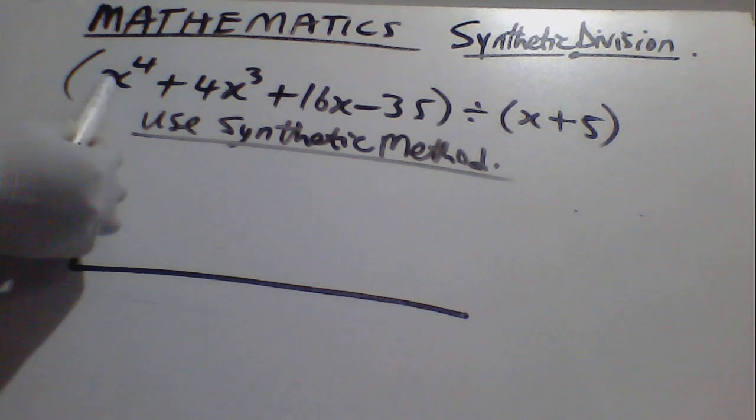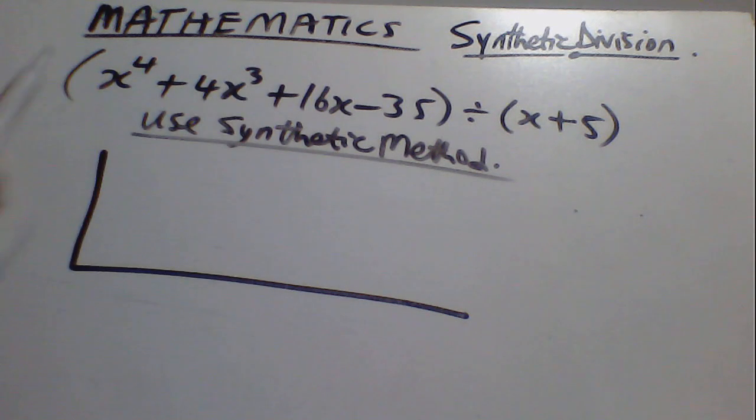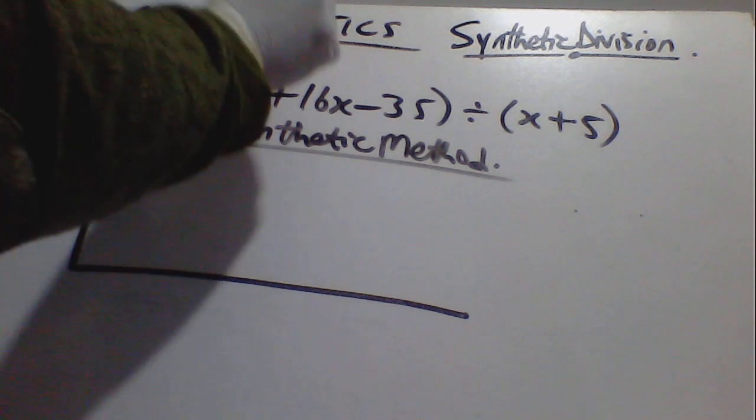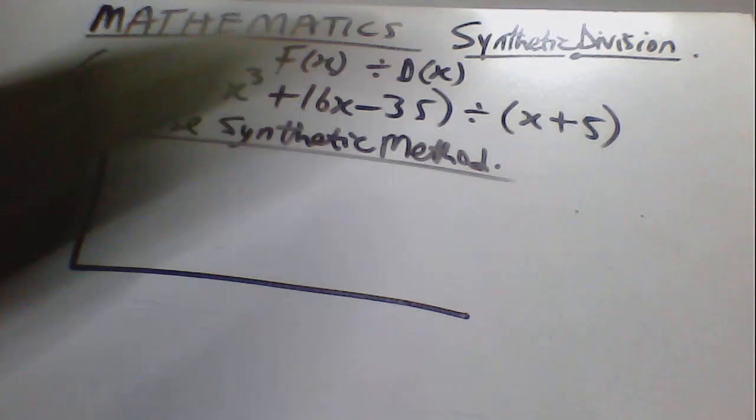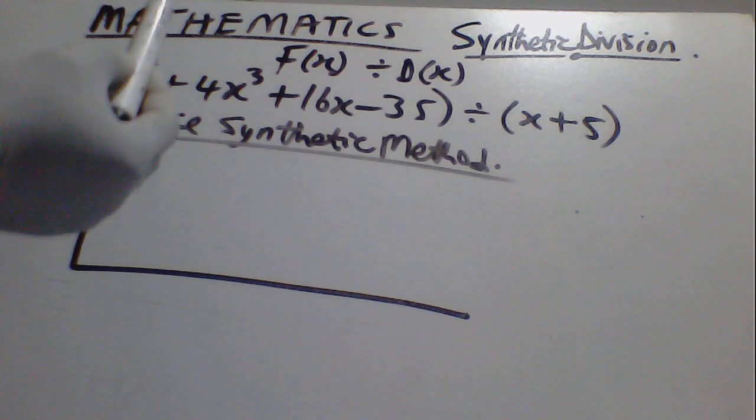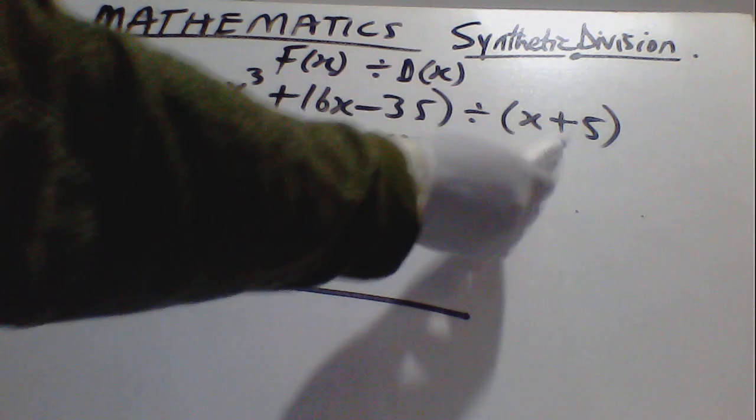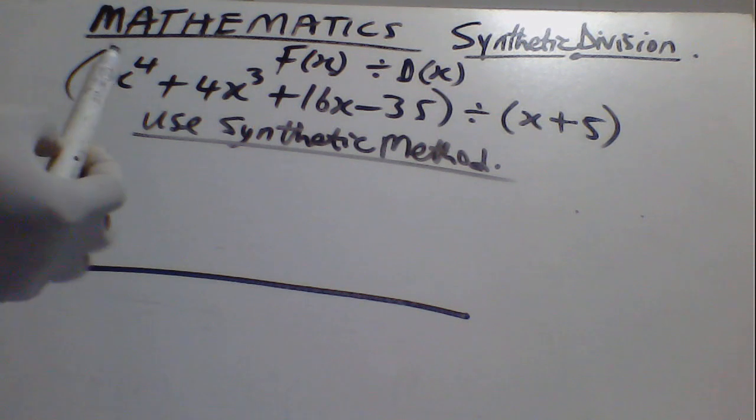So look at the coefficients of the terms that make up the given polynomial. This is the polynomial f of x divided by the divisor. In order to use the synthetic method, you have to look at the divisor and see if it follows the linear binomial expression. Actually, it follows it.